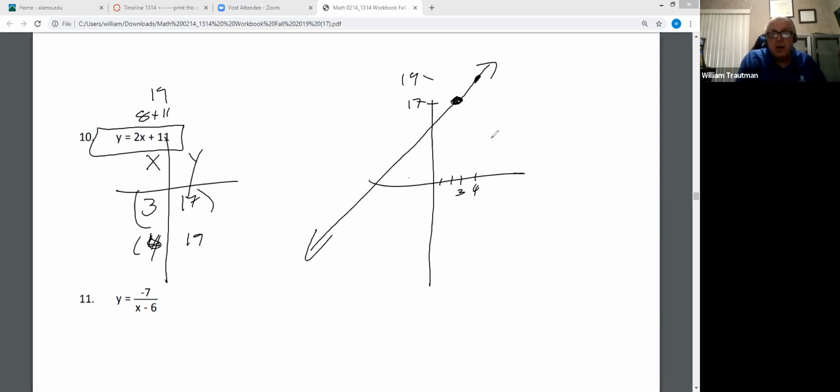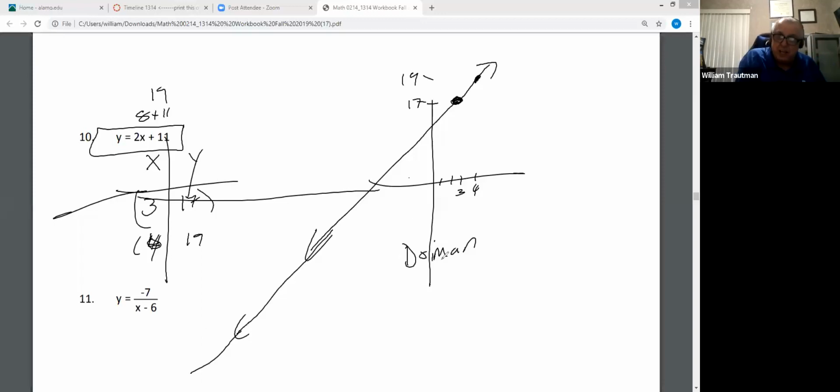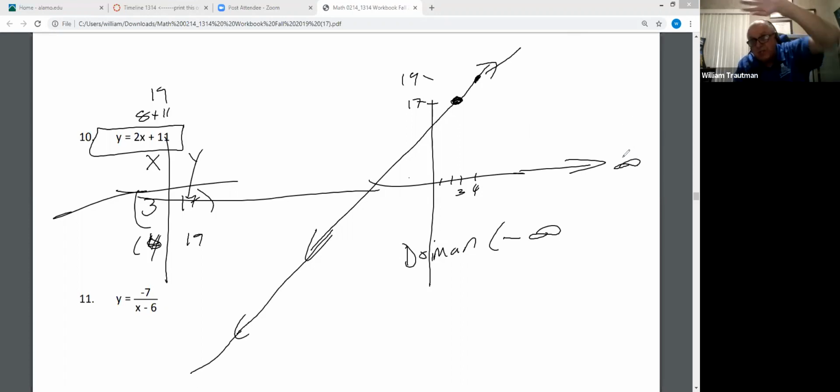Okay. The domain of all linear equations, look at this. This graph goes down and to the left. So the smallest x value, far left, it goes down and to the left. So the domain is going to be negative infinity. Do you see it goes to the left? And this goes up and to the right. So even though it's going up, it's still moving to the right. So eventually, way up top, it's going to get to positive infinity.